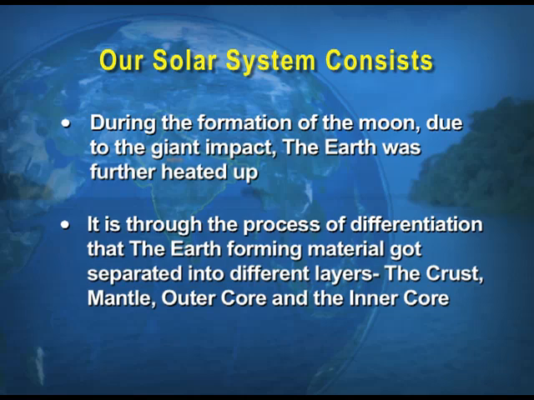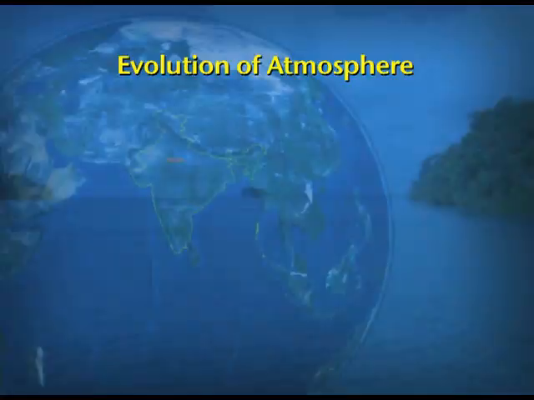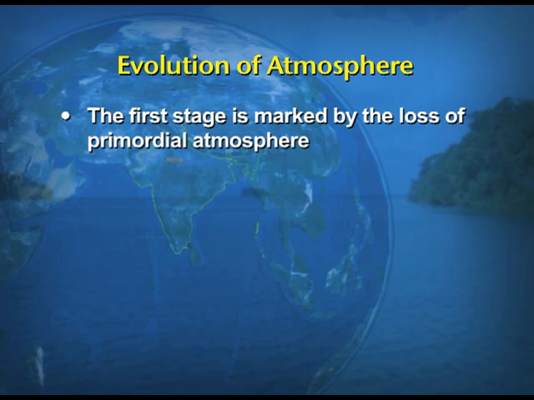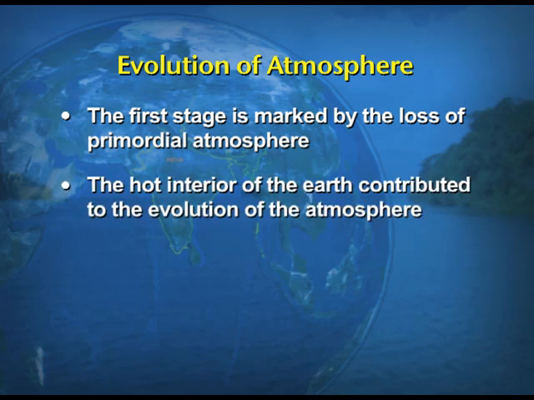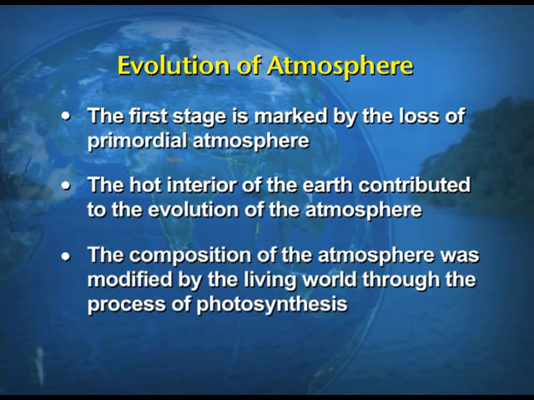And later on we can also talk about the evolution of the atmosphere, and there are 3 stages in the evolution of the present atmosphere. The first stage is marked by the loss of primordial atmosphere. In the second stage, the hot interior of the Earth contributed towards the evolution of the atmosphere, and finally the composition of the atmosphere was modified by the living world through the process of photosynthesis. Overall, the Earth and its atmosphere were not the same as what we had in the initial stages of the Earth when it was formed.